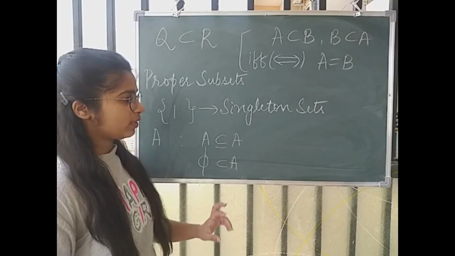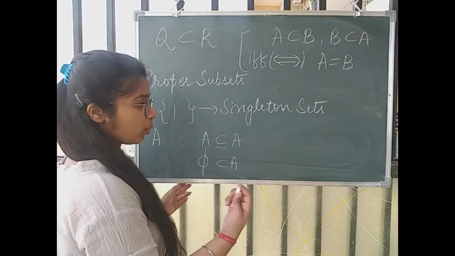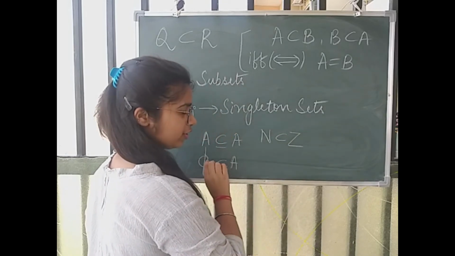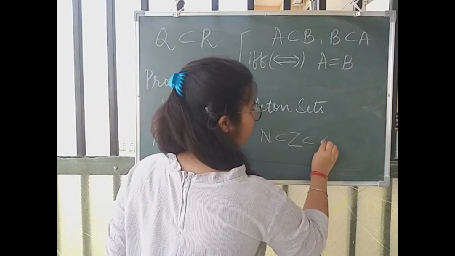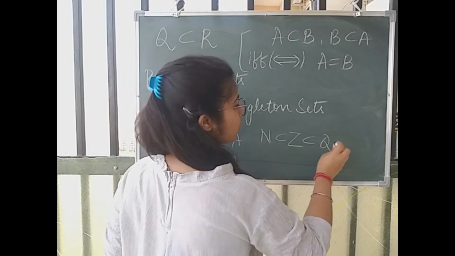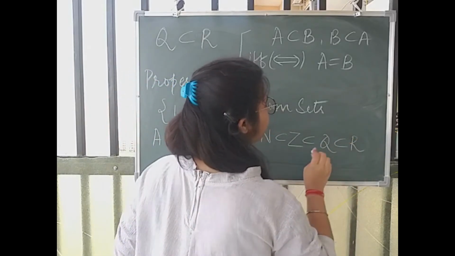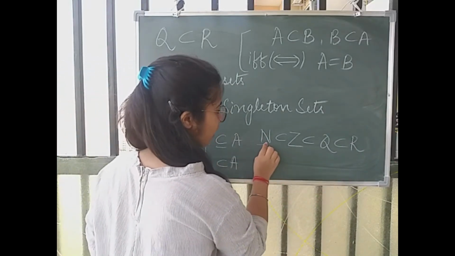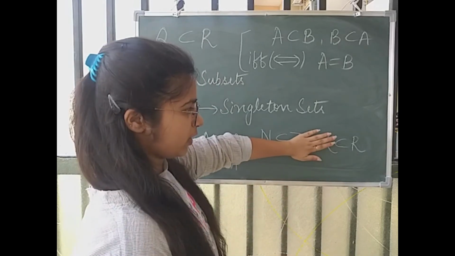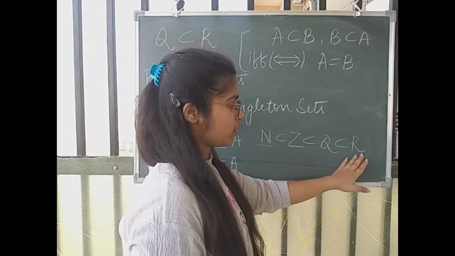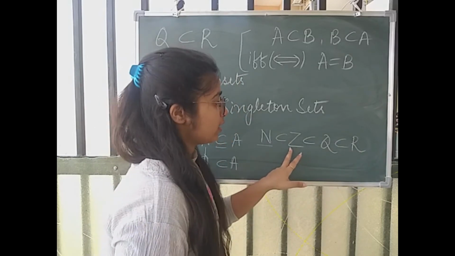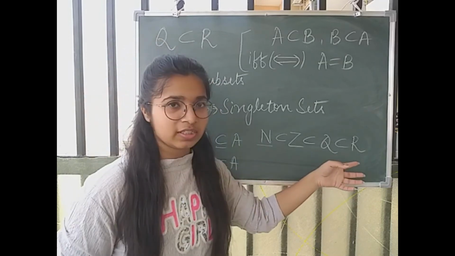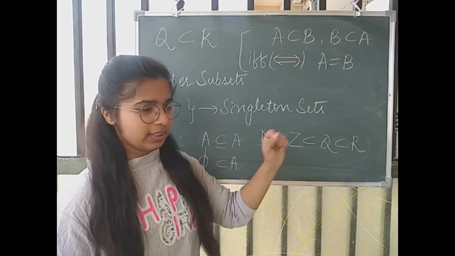Also, if we talk about the sets that we study in mathematics, we can see that the set of natural numbers is a subset of the set of integers, which is again a subset of the set of rational numbers, which is again a subset of the set of real numbers. So if we look at it this way, every natural number is a member of the set of real numbers. Every set of integers is a subset of the set of real numbers. So these are the chains of subsets of real numbers.